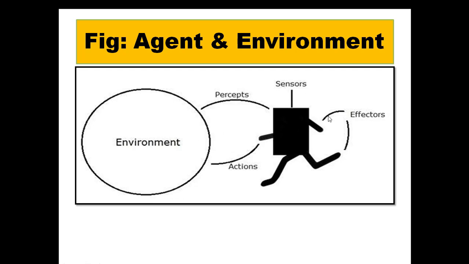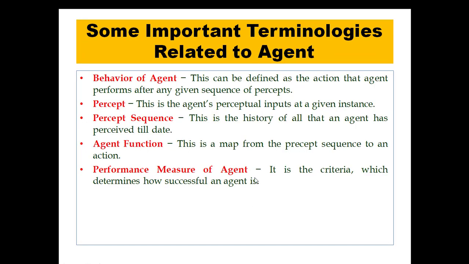So sensors and effectors. Okay, some important terminologies are there related to environment and agent that you need to know. So first, agents. So what is behavior of agent? Remember, these are technical terminologies and very important for you. So behavior of agent can be defined as the action that agent performs after any given sequence of percepts.